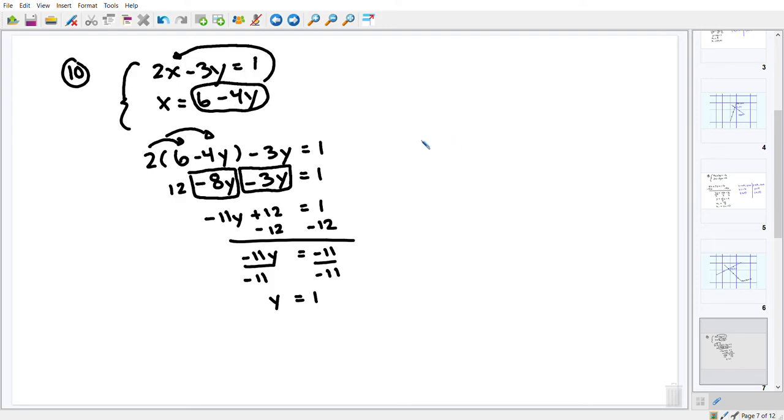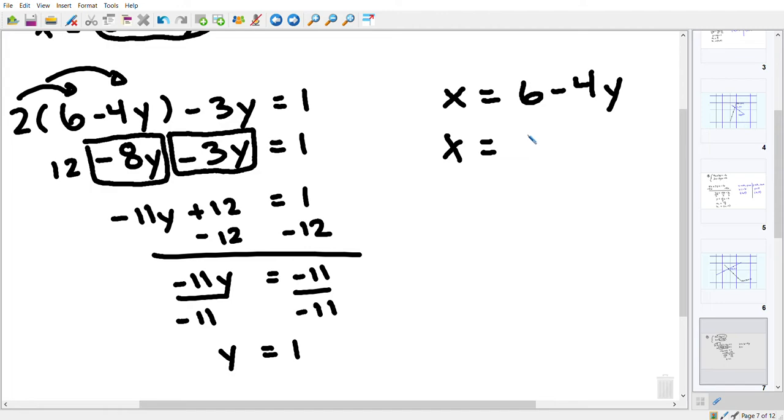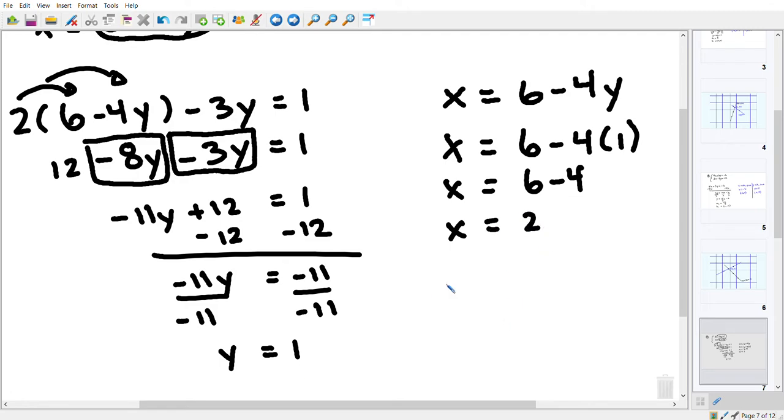Going to bring it over here to the right. Hopefully you have enough room. So if x is equal to 6 subtract 4y and y is equal to 1, I'm going to have 6 subtract 4 times 1, which is really 6 subtract 4, 2. Remember, your answer is in alphabetical order, so we're going to go ahead and write it as 2, 1.